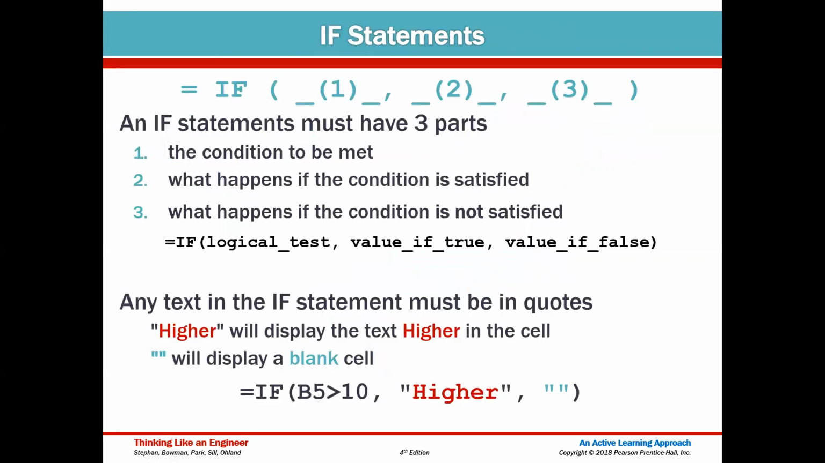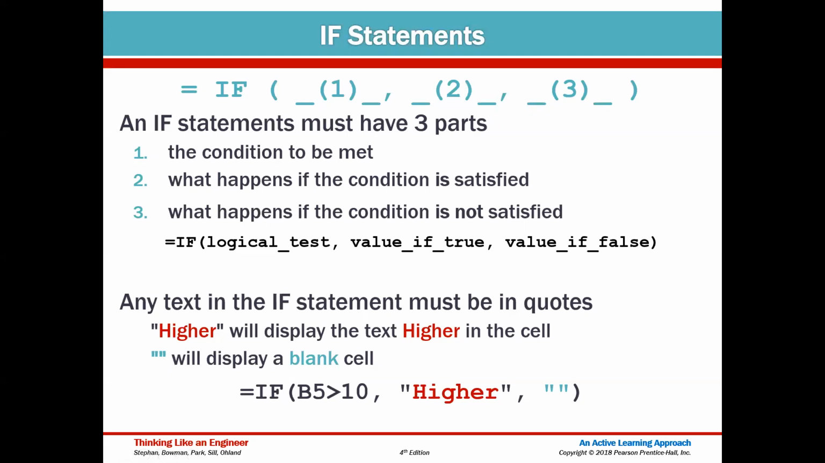And so for if statements, our syntax of an if statement has 3 parts to it. We start with our equal sign for our formula, add in our if for our built-in function, and then start with our parentheses. And in this first part, it is the condition that we're testing, that condition that needs to be met. And then the second part of the syntax, so after a comma, this is going to be what happens if the condition is satisfied, or that true statement, value if true. Then lastly, the third part of this is what happens if the condition is not satisfied, or the value if it's false.